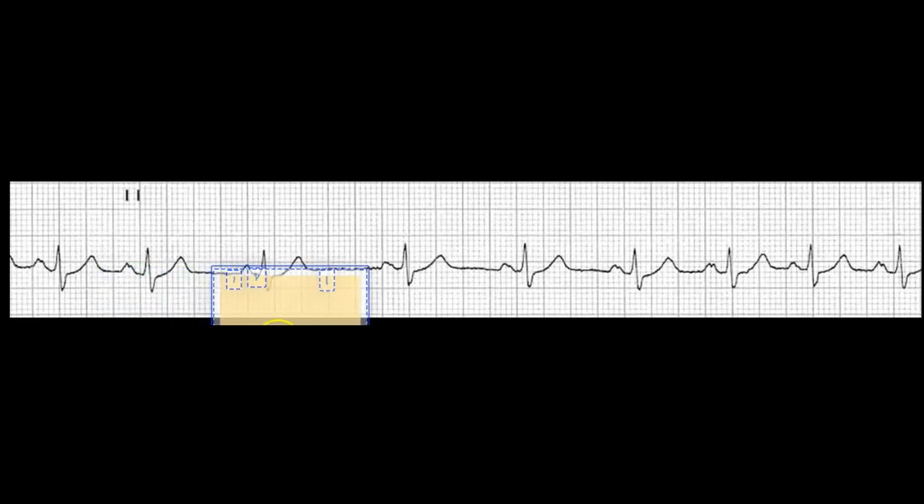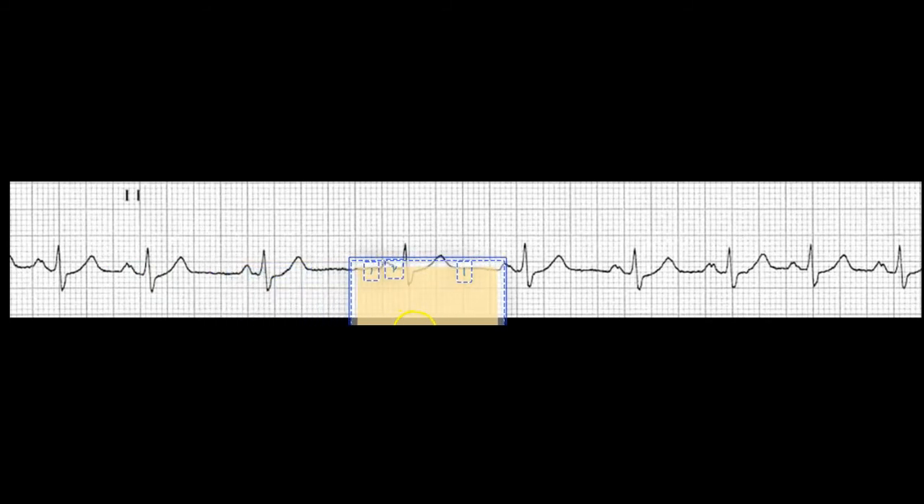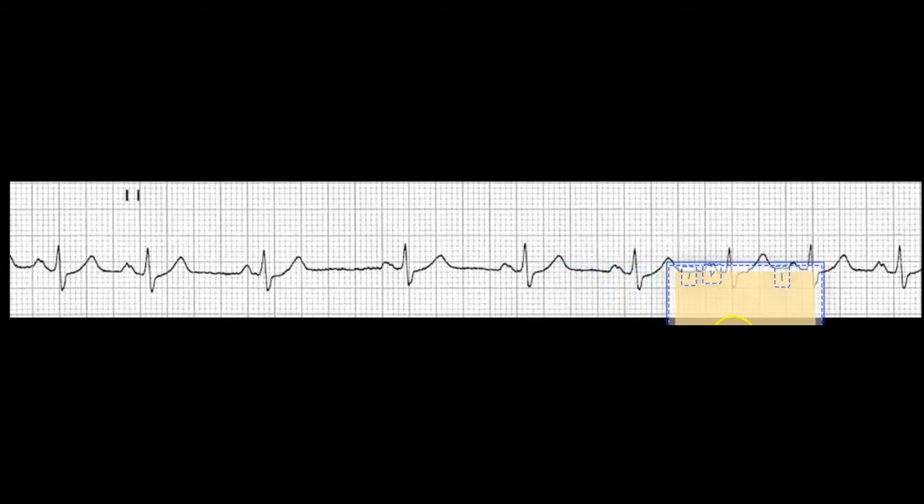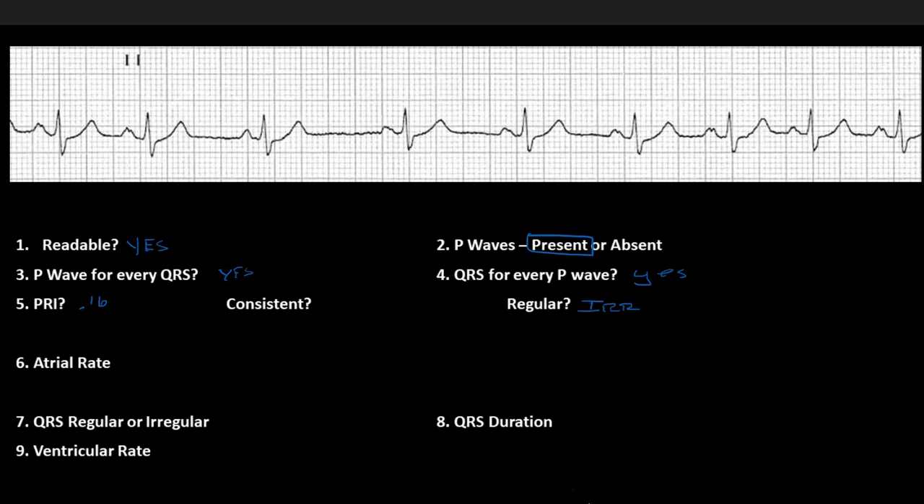And so far it appears that our PR interval is staying consistent. Okay, so our PR interval is consistent. And because we know that it falls within a range of 0.16, it falls within normal pathways.